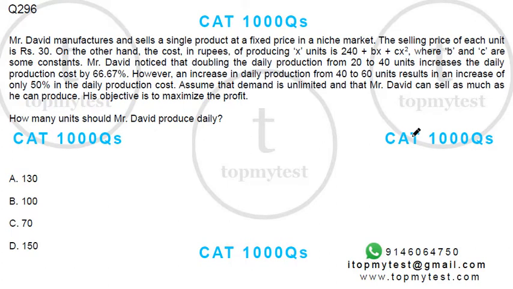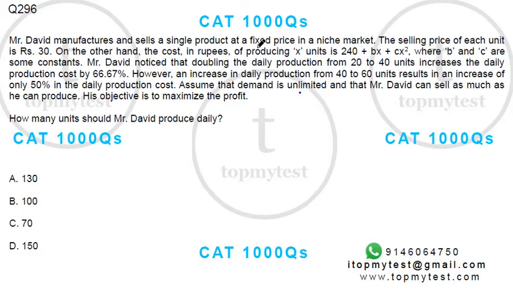Hi, this is a question on quadratic functions. This came up in CAT previously. It's again a double set, which means you can solve two questions in one shot if you have it. Okay, so let's see what we have.